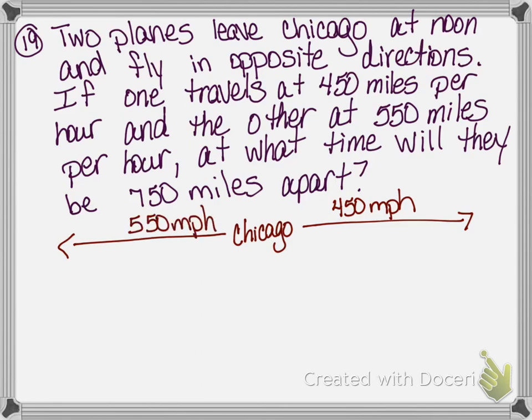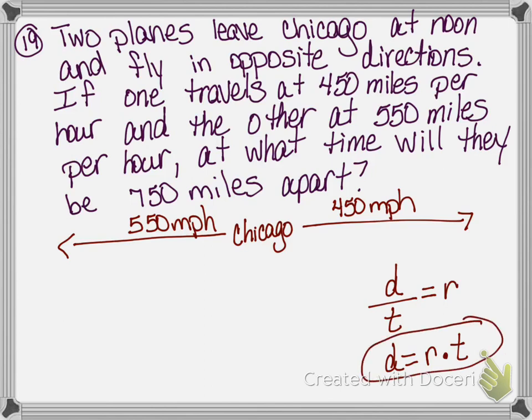Now we know the distance divided by time is going to give us the rate of our plane. Okay? The rate of our plane. Now, I can multiply both of these by time, and I get distance equals r times t. Okay? Distance equals r times t. So this is actually the formula that we're going to use.